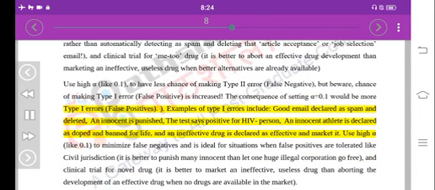Examples of type 1 errors include good email declared as spam and deleted, an innocent person is punished, the test says positive for a HIV positive person, an innocent athlete is declared as doped and banned for life, and an ineffective drug is declared as effective and marketed.